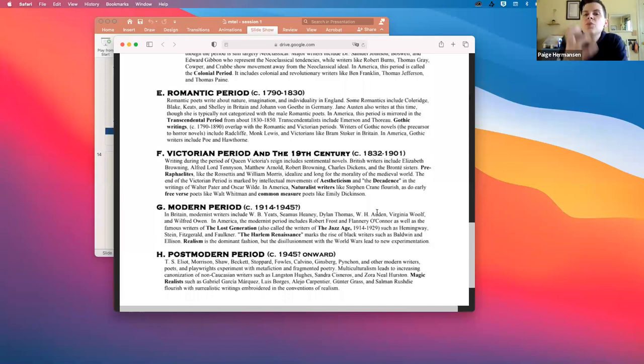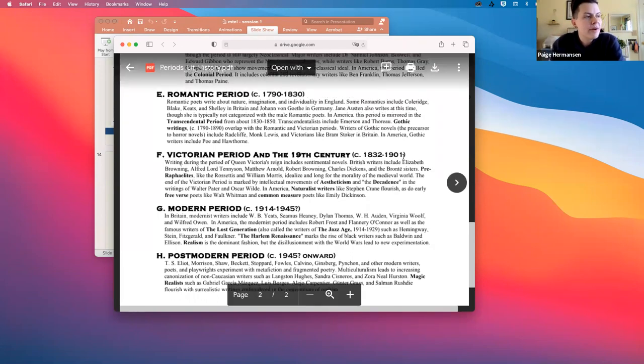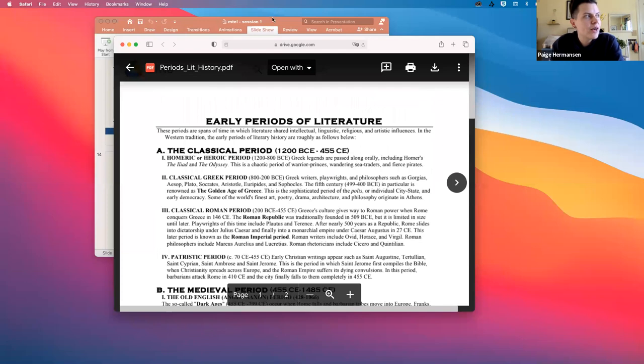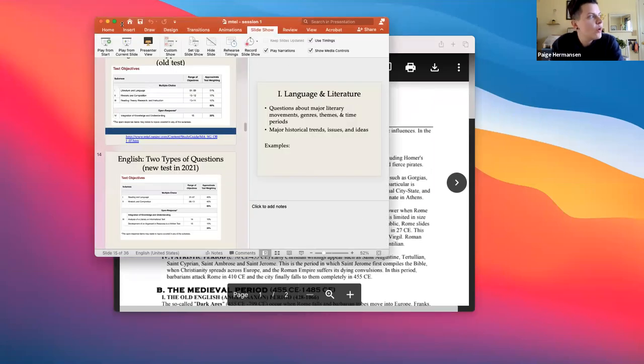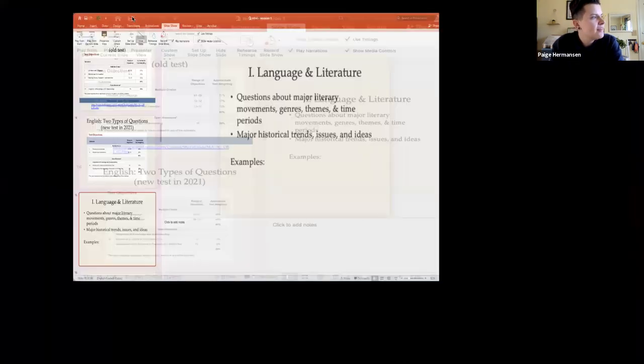But the best way to prepare for this is early in your career as an English major to start synthesizing and thinking critically about what you're reading and encountering in your classes, and understanding those as working together, comparing different time periods, different movements, different authors, et cetera. But I'm about to show you why this kind of handout is so helpful for preparing for this part of the test. Let me show you.